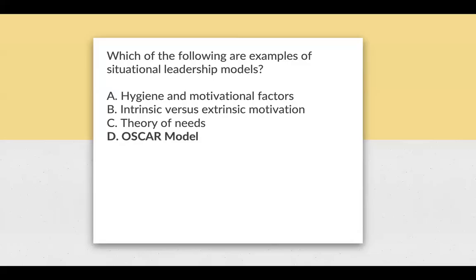So the answer is Oscar model. Oscar model, which is outcome situation choice action review, is a well-known coaching and mentoring model often used as a tool by situational leaders to adapt their coaching style to the specific need of a team member in a given situation. Why A, B, C is not correct? Because they are well-known motivational theories, not leadership models. They dictate how a leader should interact based on the situations.